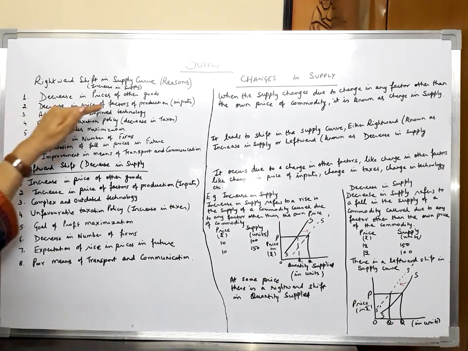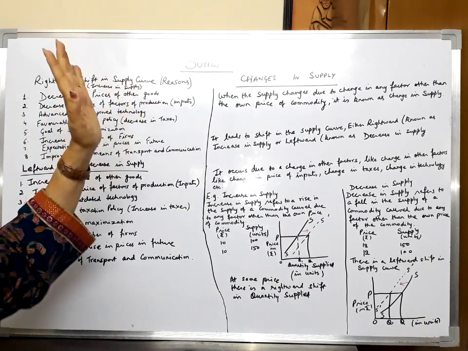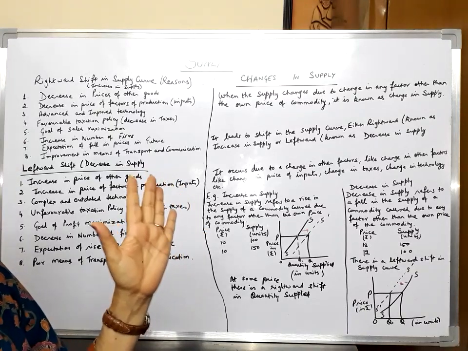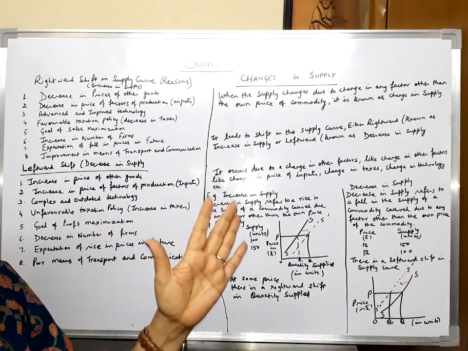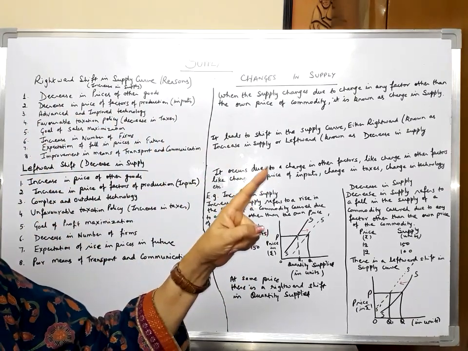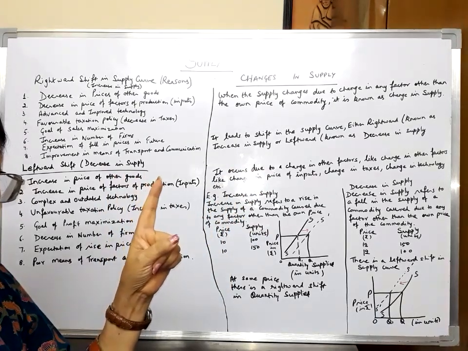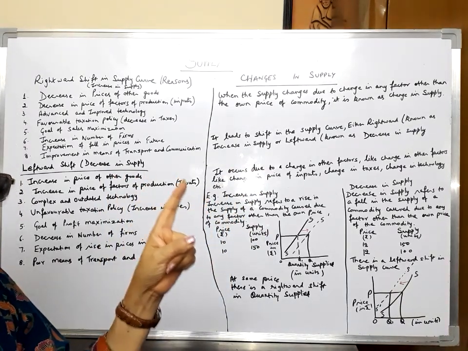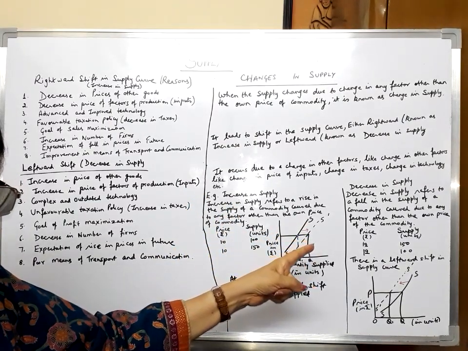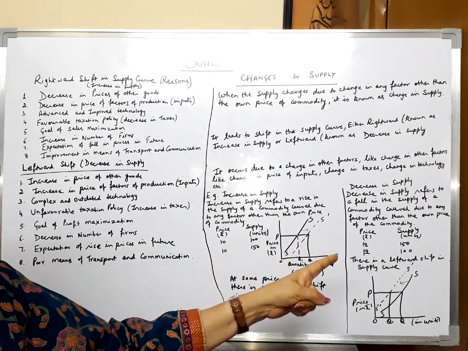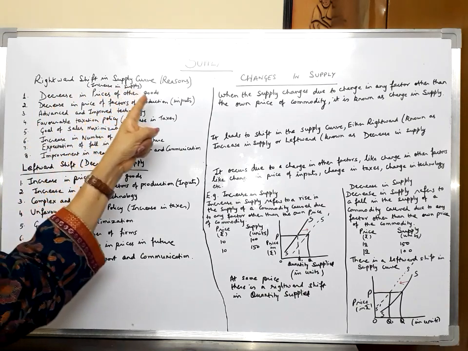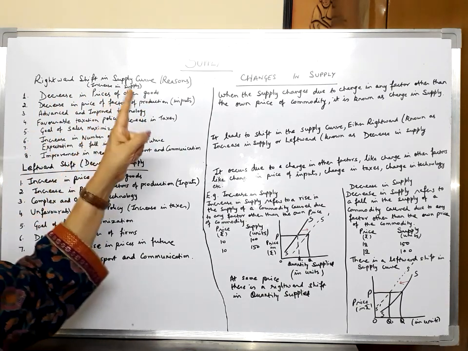First one, decrease in prices of other goods. Please understand, this is supply and here the producer wants the price to be pretty high. As the prices of other goods fall, more and more producers, and this producer in particular, would like to supply the product more in the market, even at the same price. So, the first factor that leads to a rightward shift in the supply curve is decrease in prices of other goods.